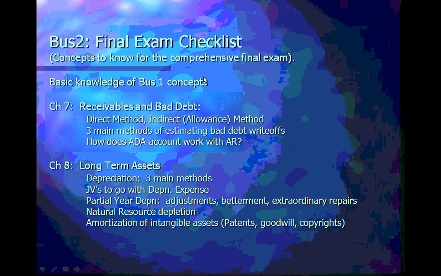Okay, so here's some concepts, right? We understand the very first lecture we went over business one. You got to know a lot of that business one stuff just to understand the business two stuff. We went very thoroughly over chapters 7 and 8 on the first exam, and the receivables and bad debt. You especially have got to know the indirect allowance method. There were three main methods. Okay, I believe the balance sheet method, the percent of credit sales method, and of course the aging schedule.